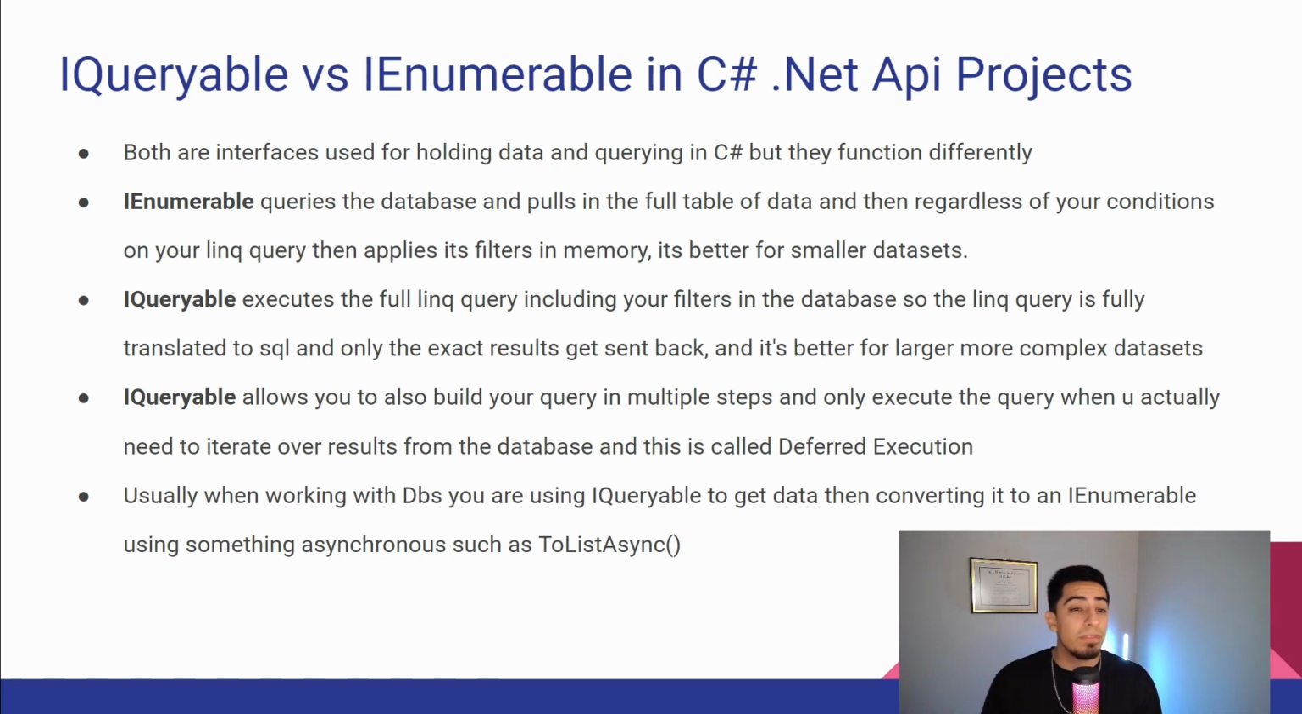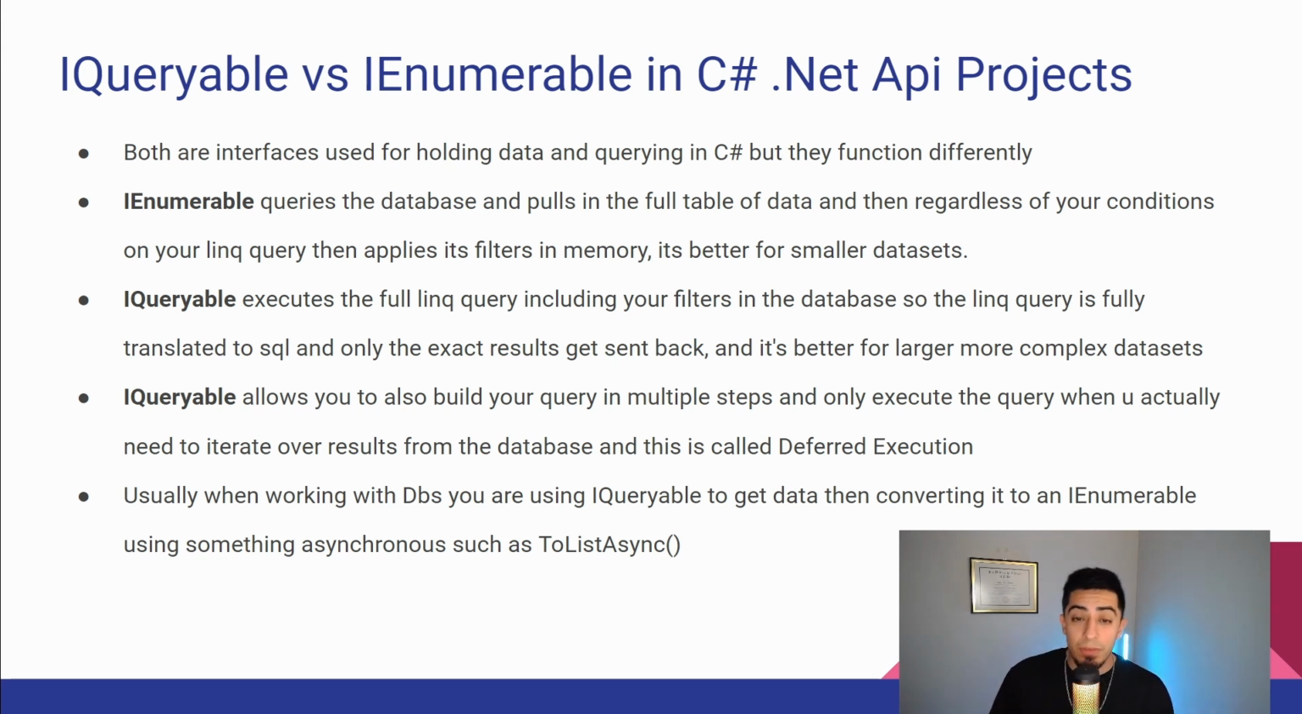So they are obviously both interfaces used for holding data and querying in C#, but they function differently. IEnumerable queries the database and pulls in the full table of data. So it pulls all the data into memory. And then regardless of whatever conditions you have on your LINQ query, where clauses, etc., it then only applies those filters once it's in memory. So you're storing everything in memory on your application, and then you're filtering. You're not doing it in the database.